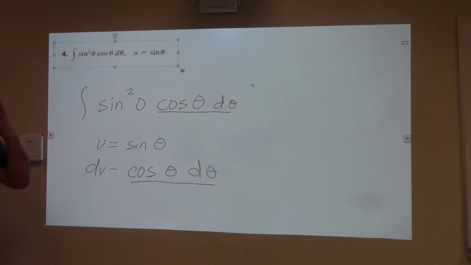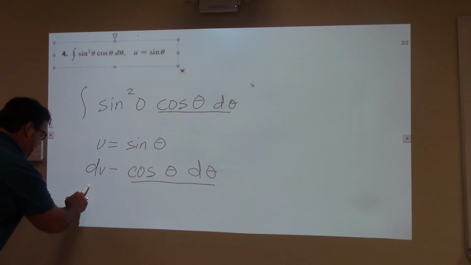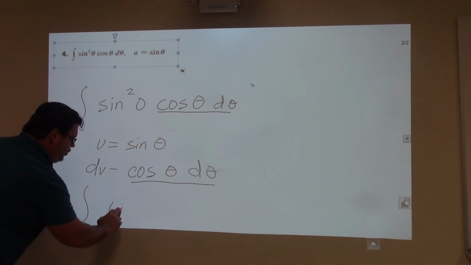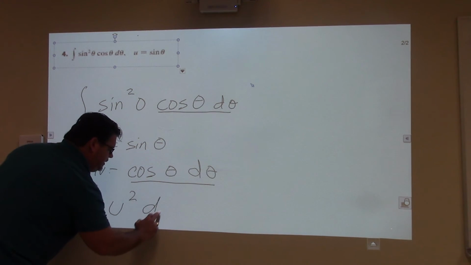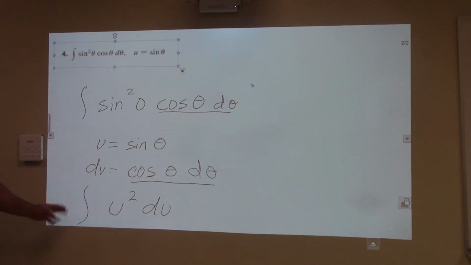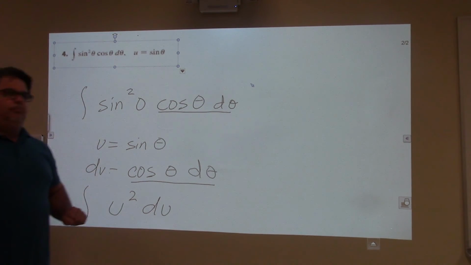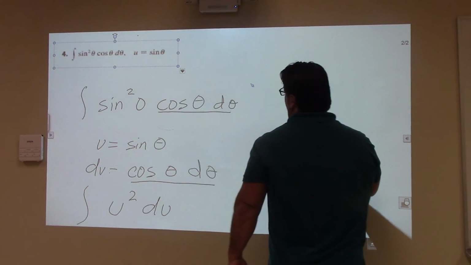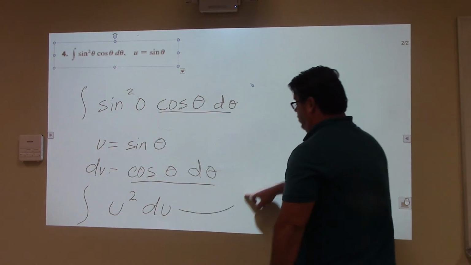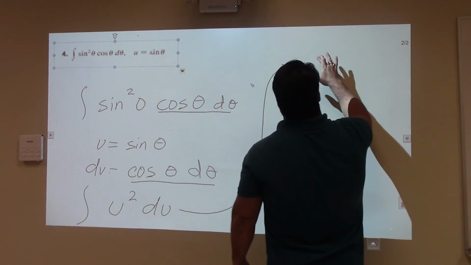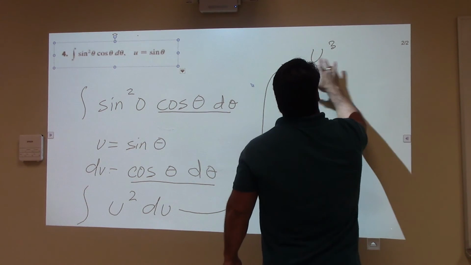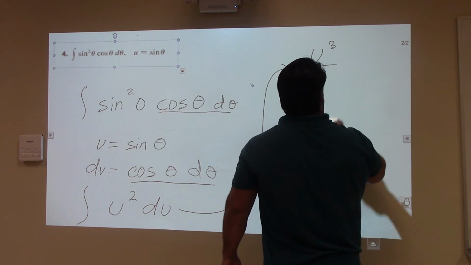So the antiderivative of u squared du. Now what's the antiderivative of u squared? Say again. U to the third over what? Plus what, Miss Anthony?